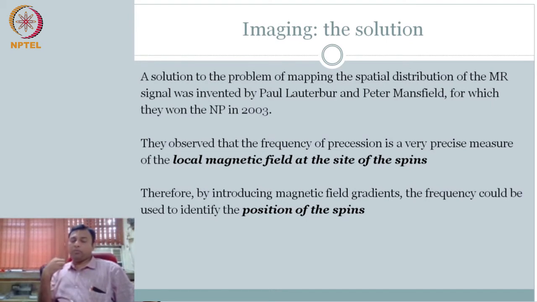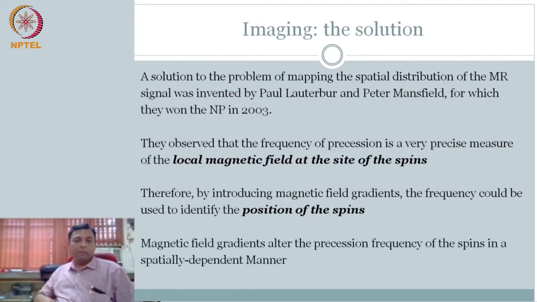have different field strength, then the precession frequency is going to change. And so if I can measure the signal at a particular frequency, I know it came from that location, right? Very, very neat. So essentially magnetic field gradients alter the precession frequency of the spins in a spatially dependent manner. So now we are going to see in a systematic fashion how it was done.